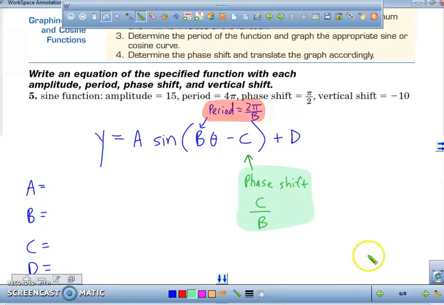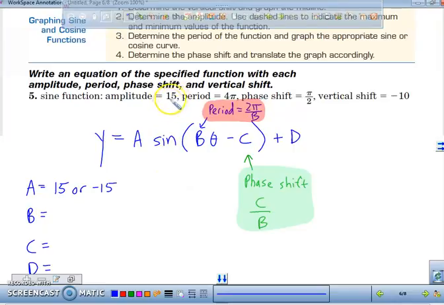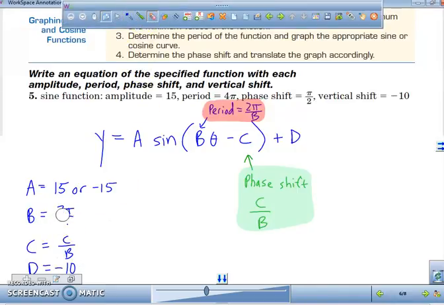Now, what are the 2 easy ones to find? A, right? So A could be 15 or A could be negative 15, because the absolute value of 15 or the absolute value of negative 15 is still the amplitude of 15. The D value is pretty easy. The vertical shift is just a what? Negative 10. So we already know it's going to be minus 10 at the end, right? This is the part where you have to figure out how am I going to find B? What formula are we going to use to find B? 2 pi over B. And the formula for C, we're going to use C over B to help us find those numbers. So there we go.